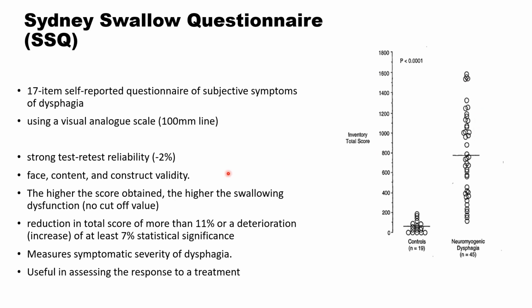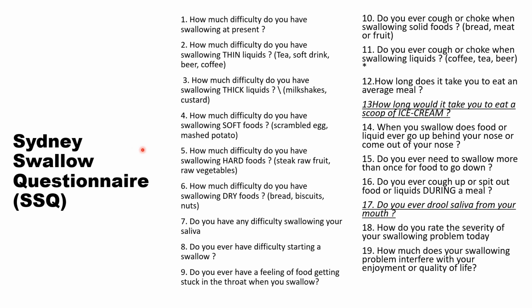The test reliability and validity has been established on a large cohort of patients. These are the 17 questions used in the Sydney Swallow Questionnaire. The initial test was based on 19 questions. Two of these had been omitted during the validation process and testing for reliability. These are the questions for how long does it take to eat a scoop of ice cream, and does a patient ever drool saliva during swallowing.